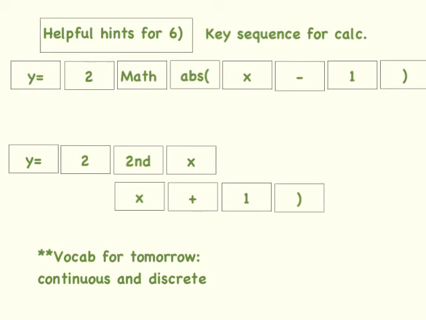And be sure and do your vocab for tomorrow. Those would be the words continuous and discrete. Look those up in the book, and you can just draw a picture if that helps you a little bit better.